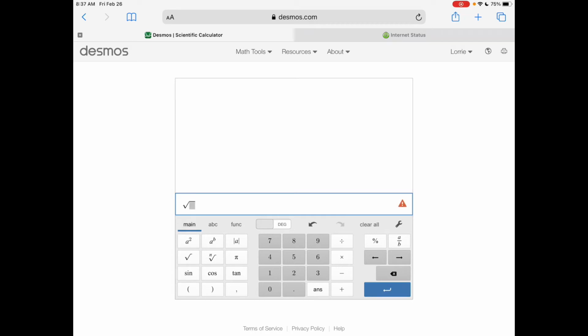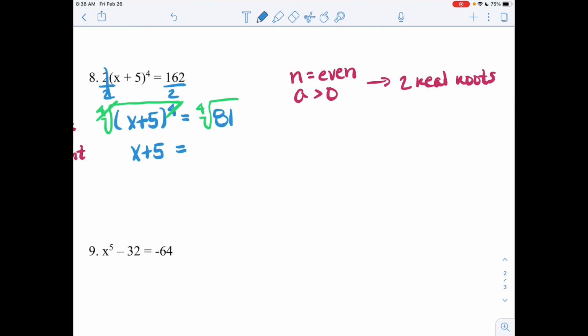We want to select our radical with the n and put a 4 as our index and an 81 as our a value. But we're a little smarter than Desmos is, and we know that if we are even, we could have a 3 or a negative 3. So let's go report that in our notes. So here we are back in our notes, and I know that the 4th root of 81 is either positive or negative 3. But I'm not quite done with this yet because I need to know what x is.